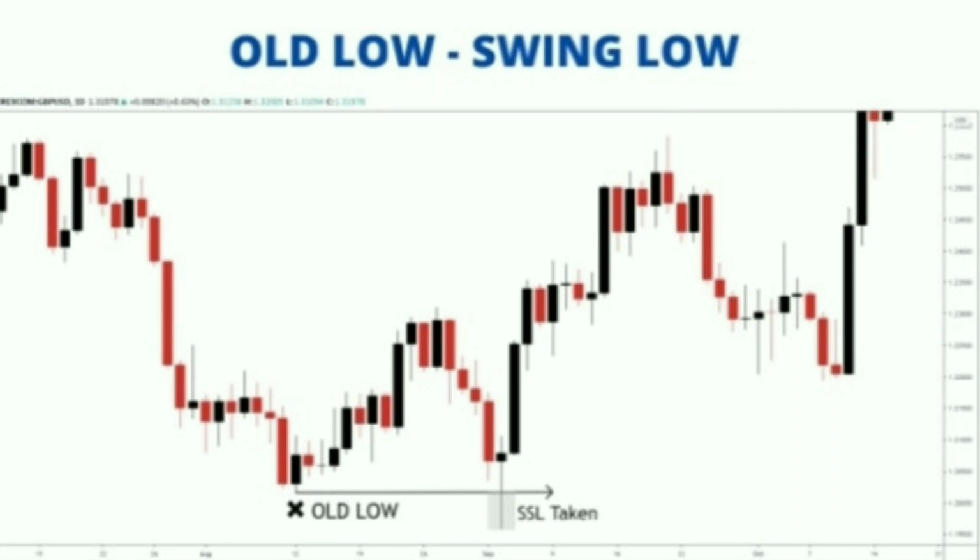In this example, you can see that the market makers go below the old low or swing low, and after hitting all the stop losses of the retail traders who have placed buy orders at that level, the market reverses to the upside and changes direction from bearish to bullish.